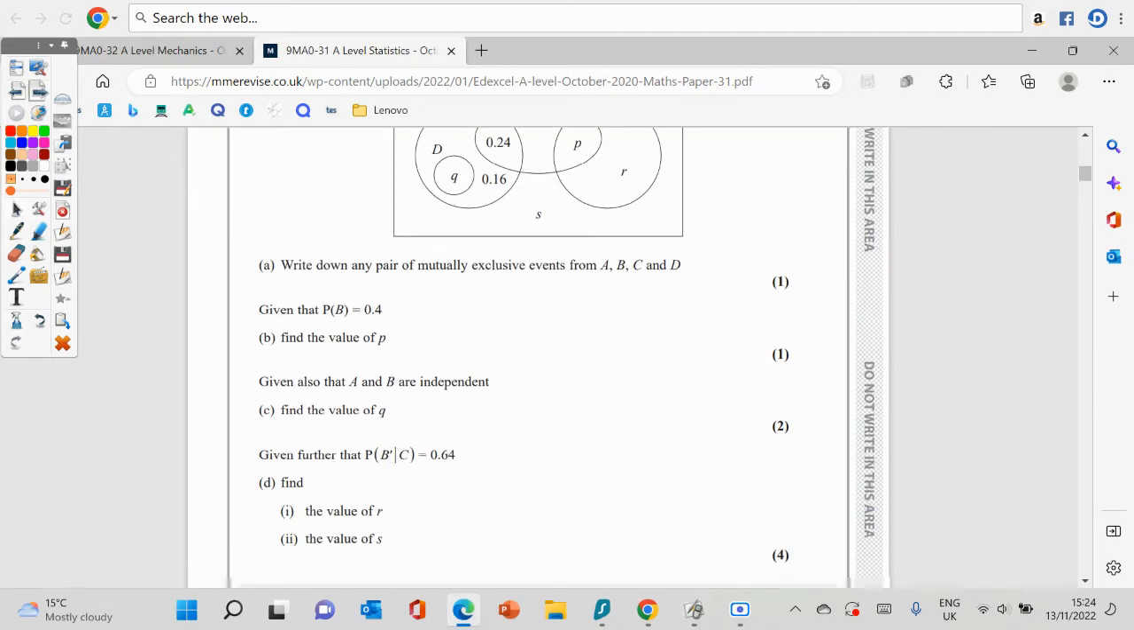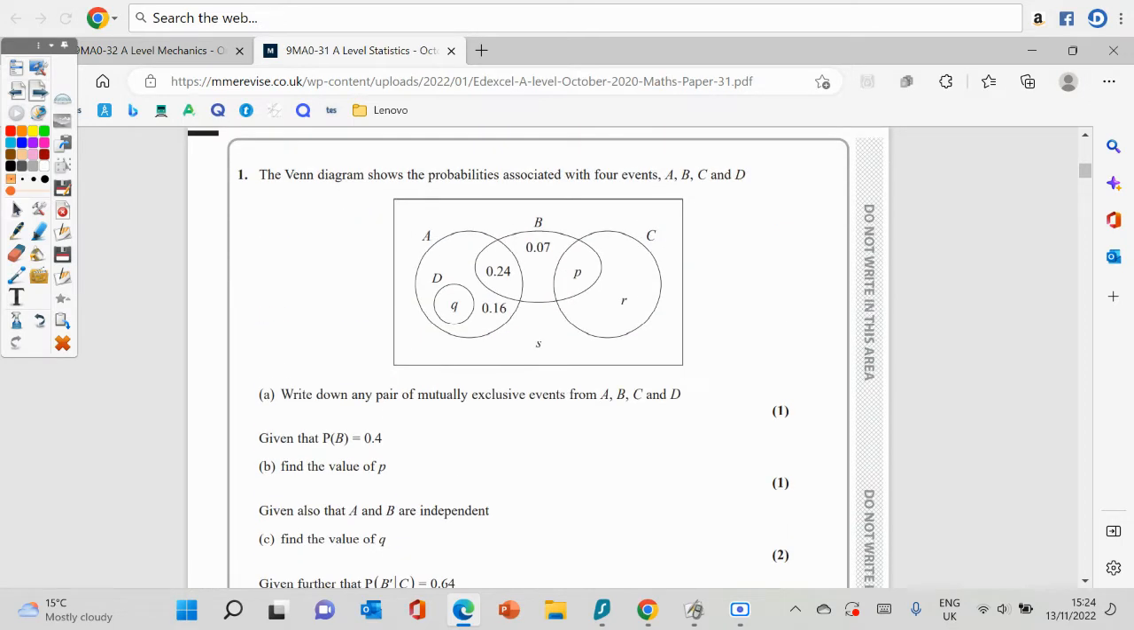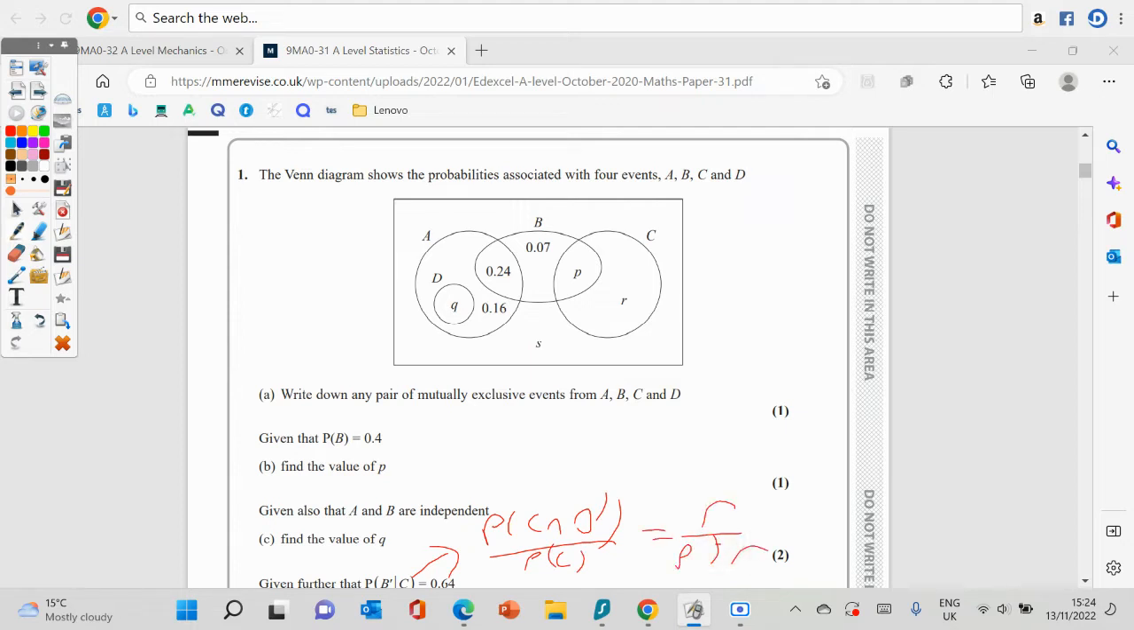Now this page, I think, will move with us. Yep, there we go. So, given further that the probability of B not given C is 0.64, find the value of R and the value of S. Okay. Now, I kind of expected this was going to come into play here. So we're given that probability. There's a formula that applies to this, down at the bottom. That is the probability of C and not B divided by the bit you're conditioning on, which is the probability of C, which is just R over P plus R, which we can put equal to 0.64, and we know P is 0.09, so we get R over 0.09 plus R.